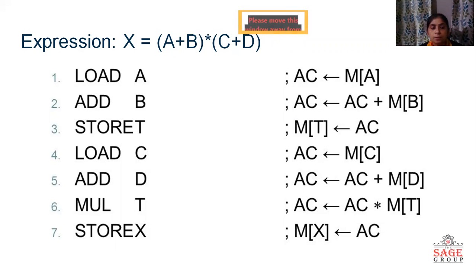Then in the 6th step, multiply T means now in memory location T, the A plus D operation is there, and it is multiplied with C plus D. Means at present the accumulator is holding C plus D, so that will be multiplied with the A plus B, and all will be transferred to the accumulator. And in the last step, store X means the accumulator data will be completely transferred to the memory address X.